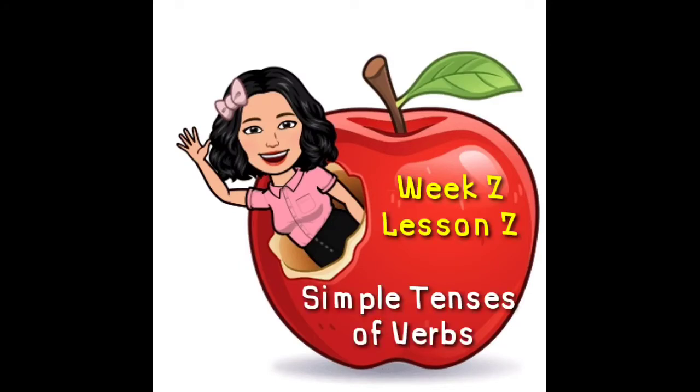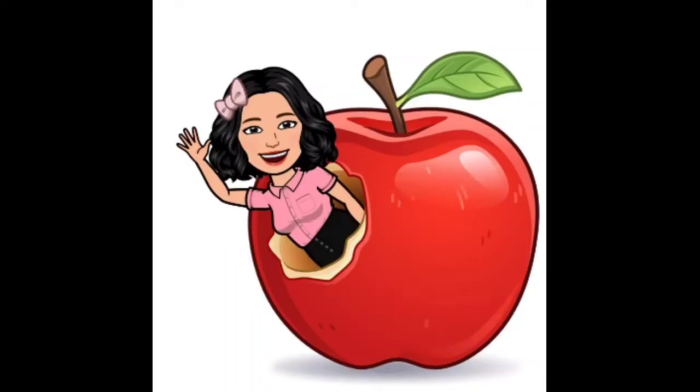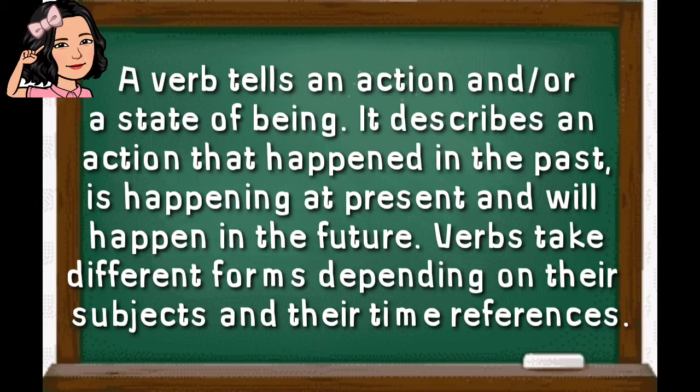Simple tenses of verbs, Week 2, Lesson 2. A verb tells an action and/or a state of being. It describes an action that happened in the past, is happening at present, and will happen in the future. Verbs take different forms depending on their subjects and their time references.